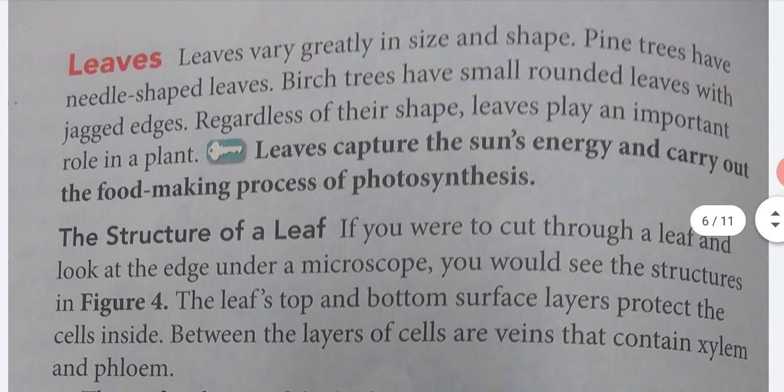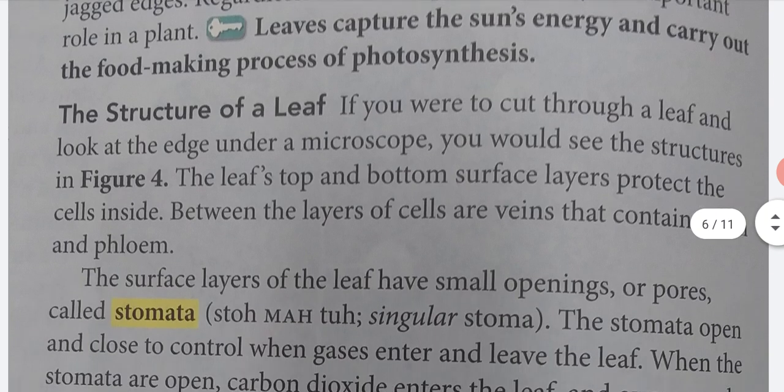Leaves. Leaves vary greatly in size and shape. Pine trees have needle-shaped leaves. Birch trees have small, rounded leaves with jagged edges. Regardless of their shape, leaves play an important role in a plant. Leaves capture the sun's energy and carry out the food-making process of photosynthesis.